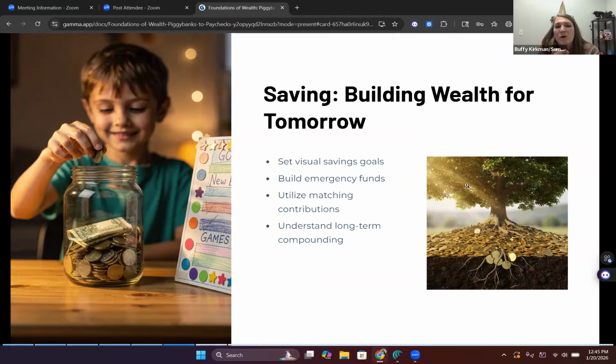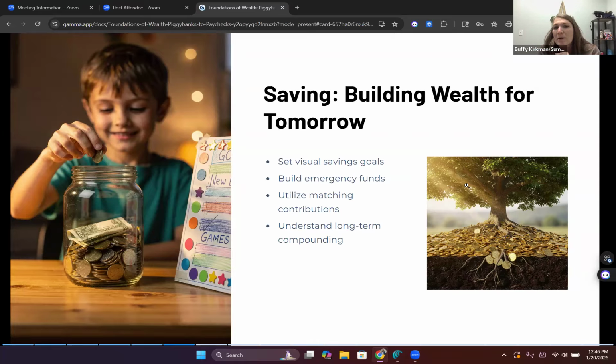So this is where you would want to set a visual savings goal, like a picture of the thing that they really want. Like try to brainstorm together and find that really big thing that they might really want to save for, whether that's a PlayStation set or a trip to Disney or whatever it is. But learning to save over time to be able to get something that's really rewarding for them.